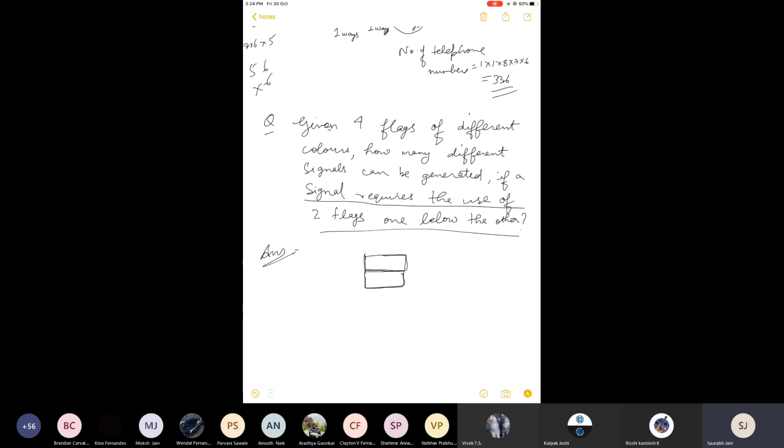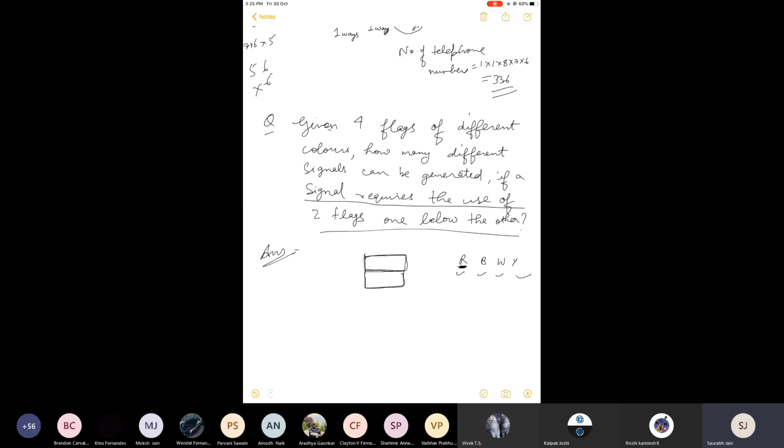4 flags. Let me do one thing. Just for the sake of understanding, red, blue, white, yellow. These are actually the flags. Is the answer 12? Yes, 12 is the answer. Very simple. So basically you have 4 flags. I have mentioned the colors here: red, blue, white, and yellow.